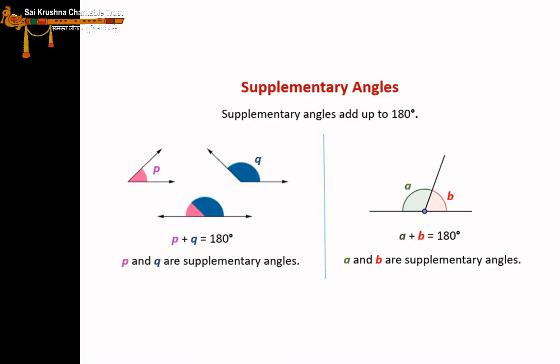Supplementary angles add up to 180 degrees. In the picture shown below, notice that angle P and Q, when placed next to each other, add up to 180 degrees. Hence, P and Q are called supplementary angles. Similarly, angle A and B also add up to 180 degrees and are hence called supplementary angles.